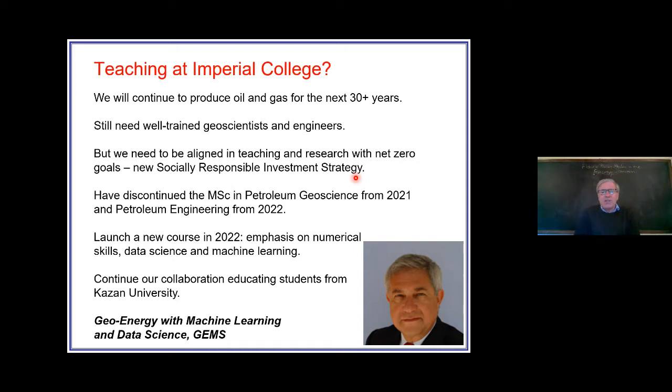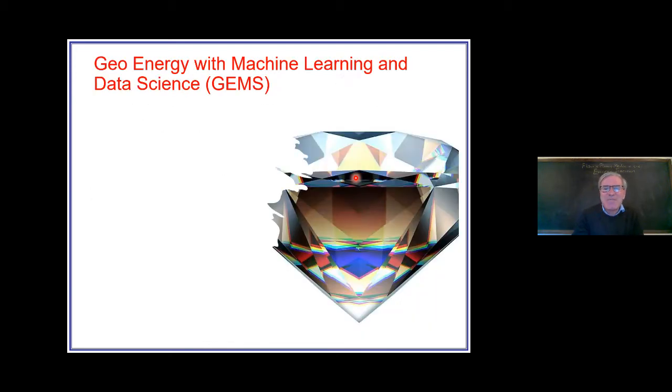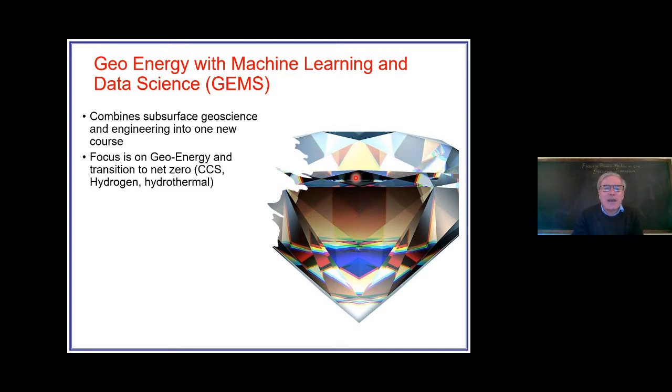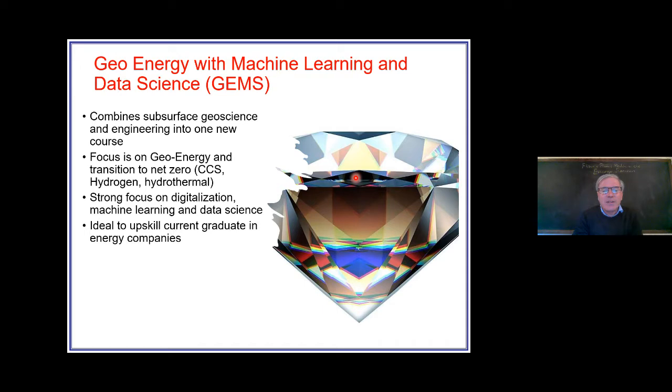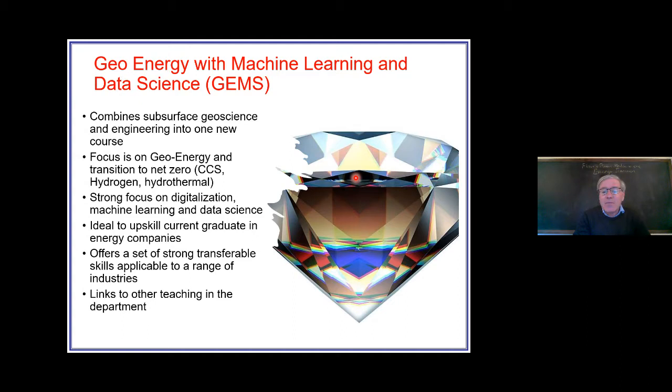So we're going to launch a new course next year, which is called Geoenergy with Machine Learning and Data Science, which is our GEMS course. GEMS is a nice acronym. It's subsurface geoscience and engineering with a focus on the energy transition, but also teaching skills in machine learning and data science. So it basically trains our students in a way that's a little bit more fit for the next generation. And it links in with the other teaching in the department that again has a very strong computational basis.